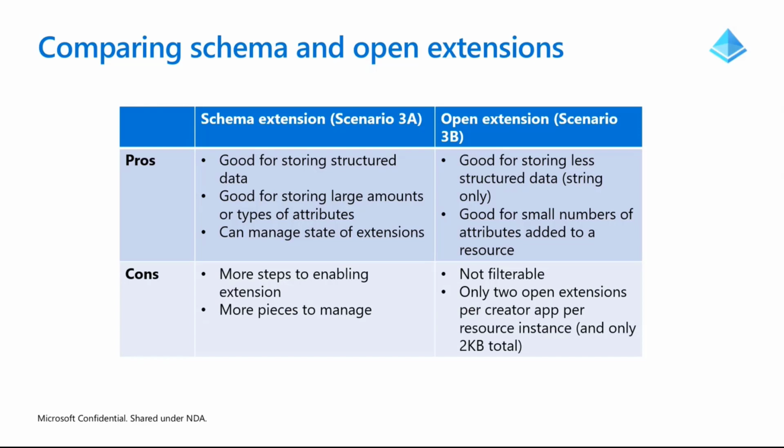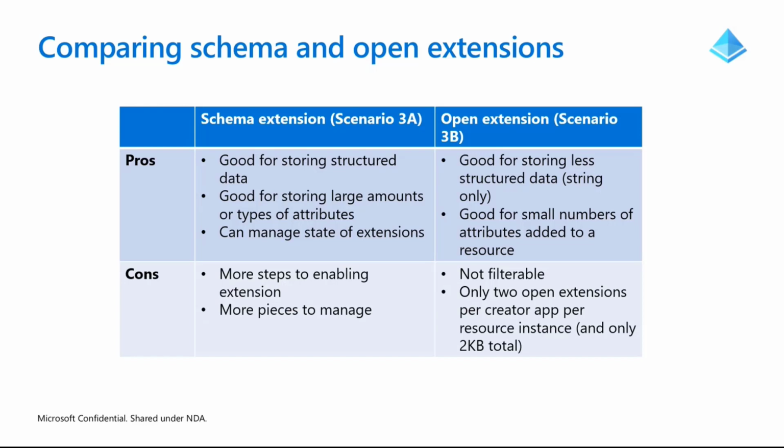Open extension is good for storing less structured data, and if you need less of it. So a couple of strings directly associated to a specific user, and it's much quicker. You don't have to go through that first step of adding a schema extension resource. A couple of cons for open extension is that it's not filterable. You can get it back as a select statement, but you can't filter on that. There's less available, and because of its free-form nature, it might be less appealing to those who need a more structured app.